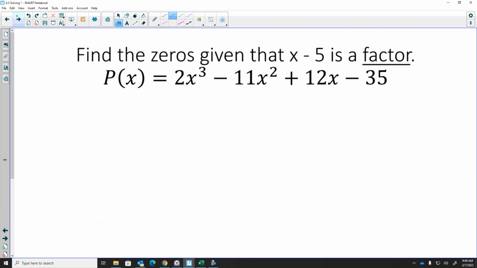Try this. It says find the zeros. What does zeros mean again? Solutions, x-intercepts, roots. It all means the same thing. It just means solve. It gave you a factor, so what does that mean you need to do? Start by dividing. Start by dividing and then see what you can do after that, and we'll talk about it in a minute.